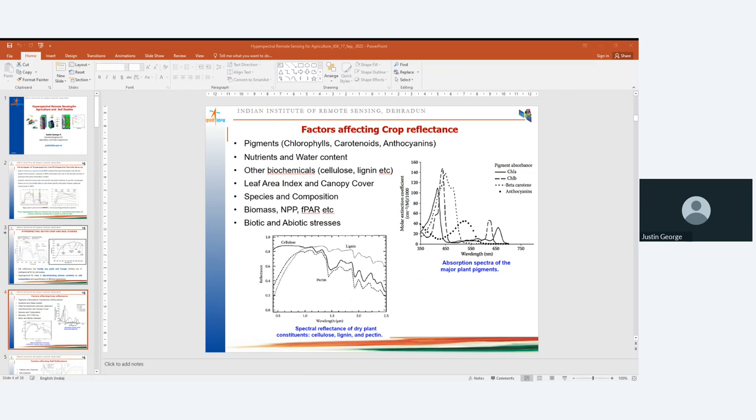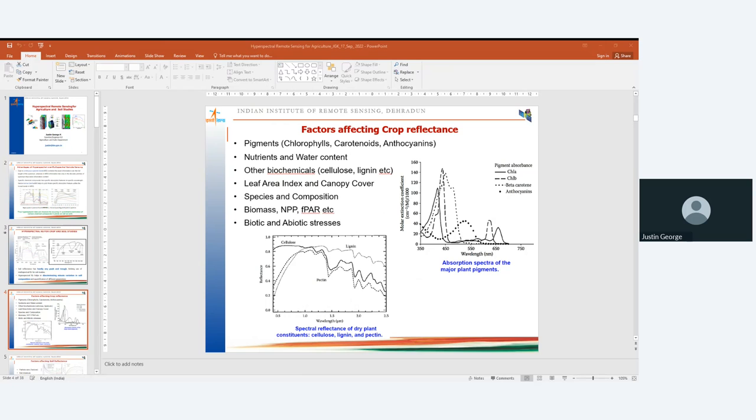So because of the combination of both chlorophyll A and chlorophyll B, green vegetation has a good amount of absorption in the blue wavelength range, that is between 400 and 500 nanometers. Similarly, here you can see a small peak beyond 600, between 600 and 650 and 700. This is mainly because of the absorption in the red wavelength range.